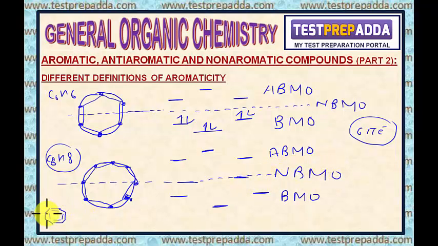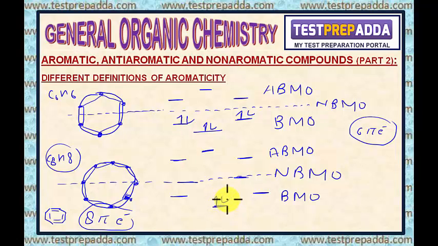Now you can see total how many pi electrons are there? 8 pi electrons are here. 8 pi electrons in cyclooctatetraene. So first lower energy orbitals will be filled.